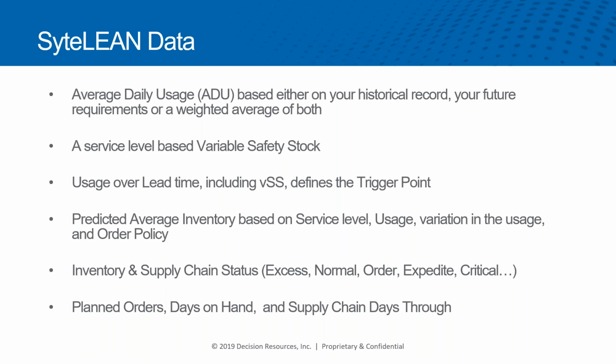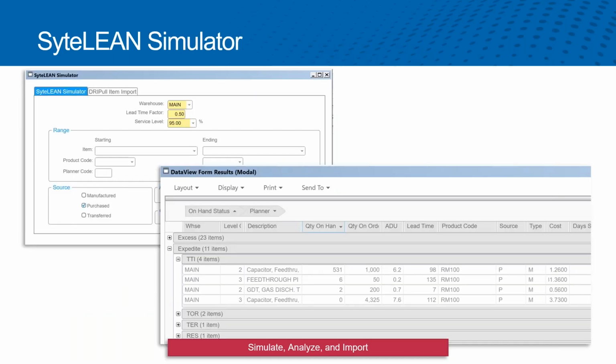I'm going to start with our simulator because it's what we do. It's how we start when we go through an implementation. The simulator allows us to form a collection in CloudSuite of every item in your database with the static data, like how many you have on order, but it also includes what your average daily usage is, what your standard deviation is, and these individual inventory statuses.